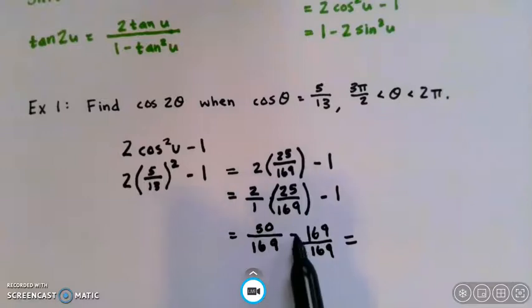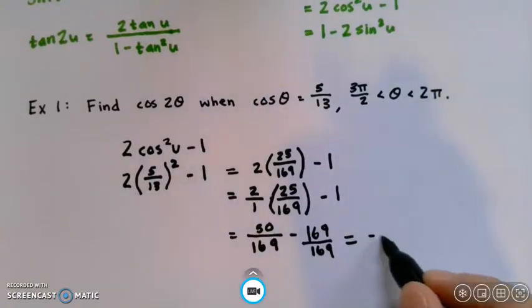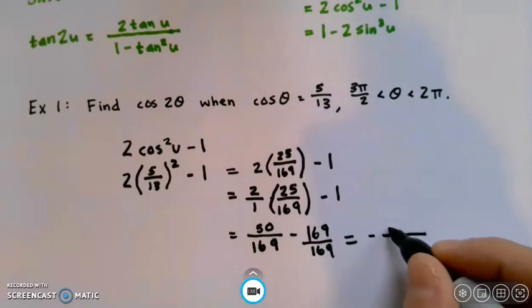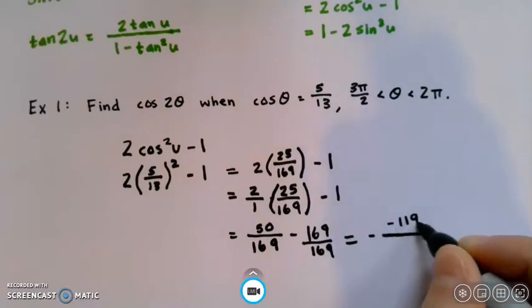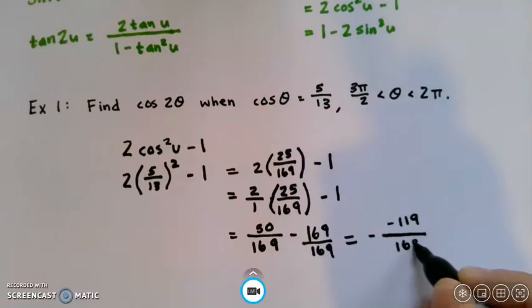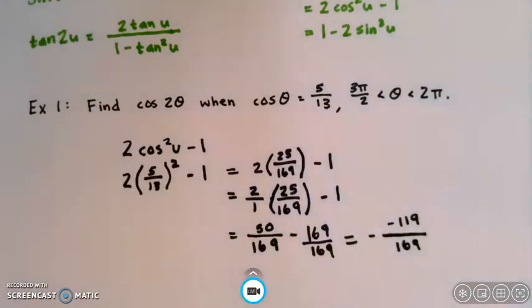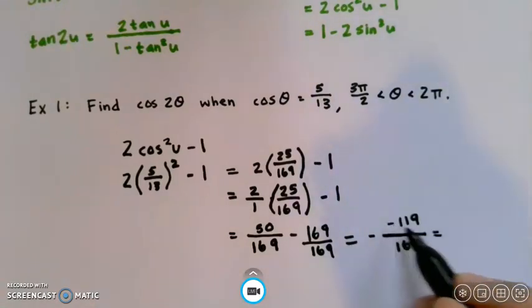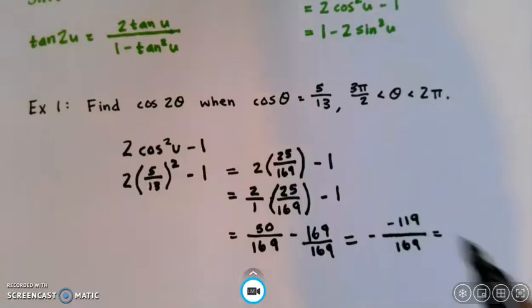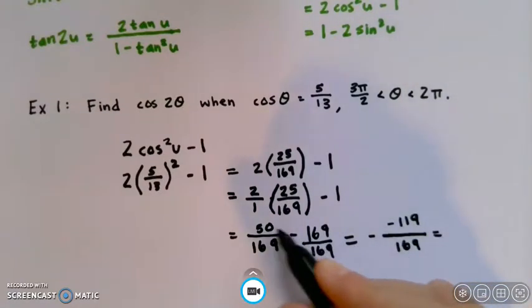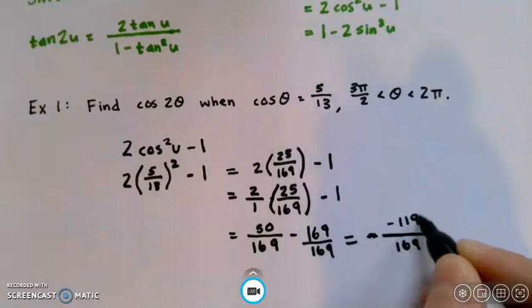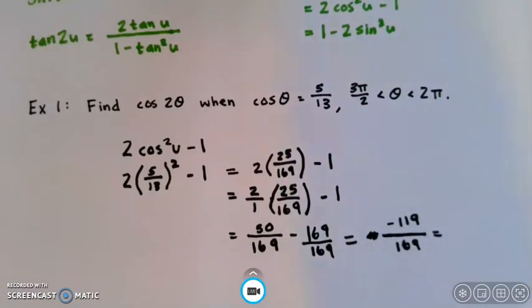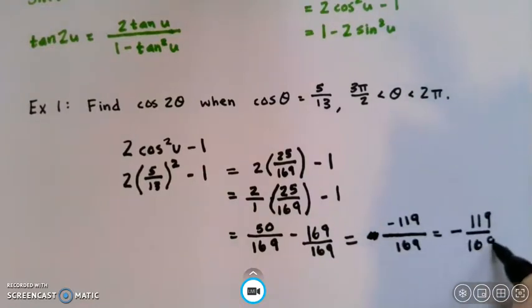Now, when I do 50 minus 169, we'll get negative 119 over 169. The only thing left now to do in your final answer, just for notation purposes, let's go ahead and put that negative. I'm sorry, I actually have 2 negatives. 50 minus 169, I get negative 119 in the numerator. So I'm just going to put that in the middle. And that's the final answer.